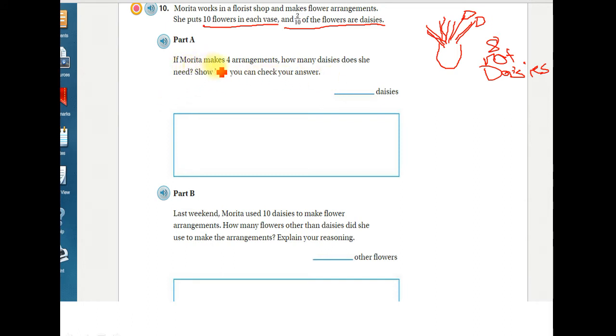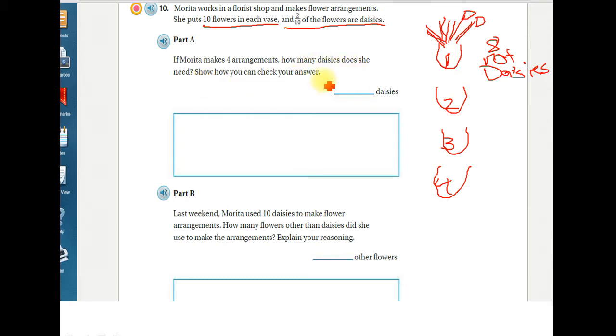If Marita makes 4 arrangements, so this is one arrangement. If she does 4 of these, so another 1, 2, 3, 4, just think of this horrible picture being drawn 4 times instead of just 1. How many daisies does she need?